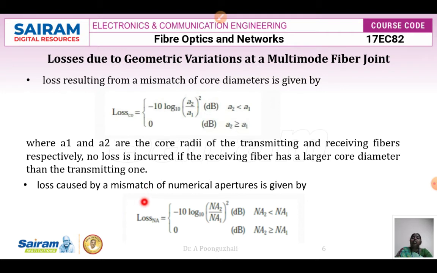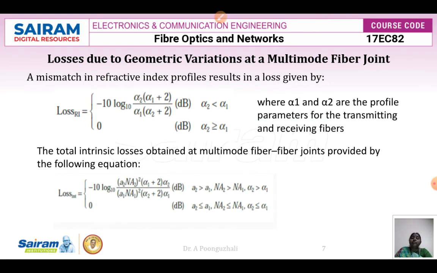Next is the loss that is going to be caused by the mismatch of the numerical apertures. The loss of the numerical aperture is minus 10 log to the base 10 (Na2 by Na1) the whole square in decibels, where Na2 is less than Na1. So the numerical aperture of the second fiber is less than the numerical aperture of the first fiber. It is going to be 0 if the numerical aperture of the second fiber is greater than or equivalent to the numerical aperture of the first fiber.